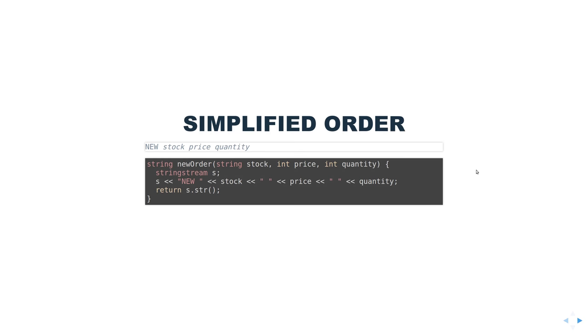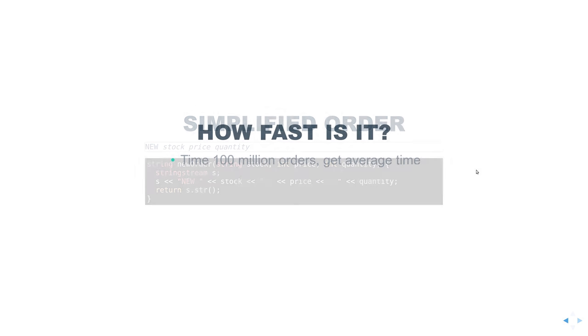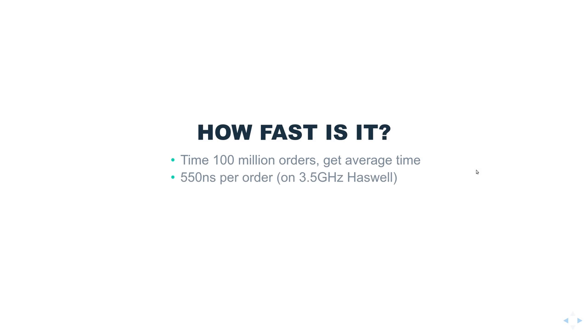Is it going to be milliseconds? Is it microseconds? Is it nanoseconds? Well, it turns out that it takes 550 nanoseconds per order. This is measured on my desktop machine, a 3.5 gigahertz Haswell. That's incredibly fast, and it was very surprising to me that that naive routine was as quick as that. But we can do better than that.